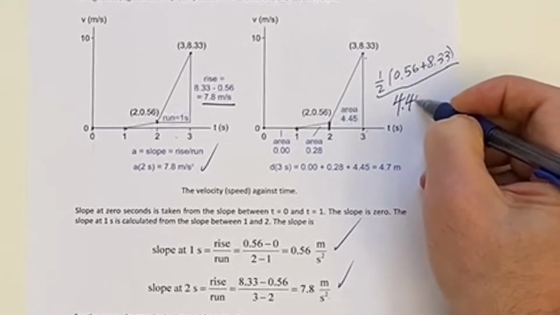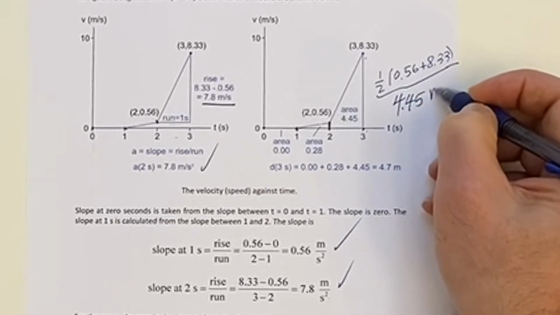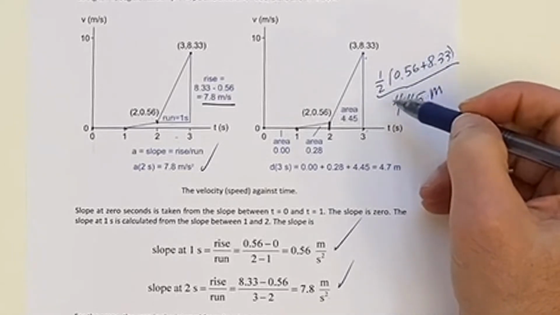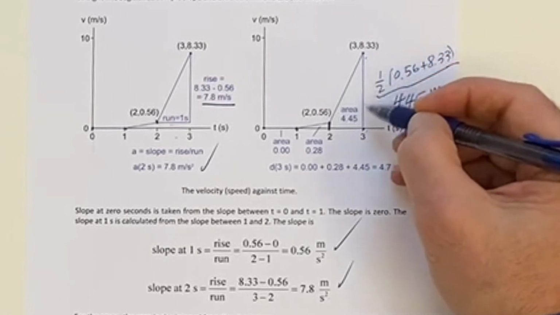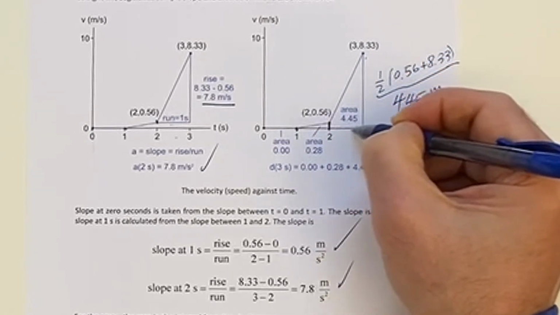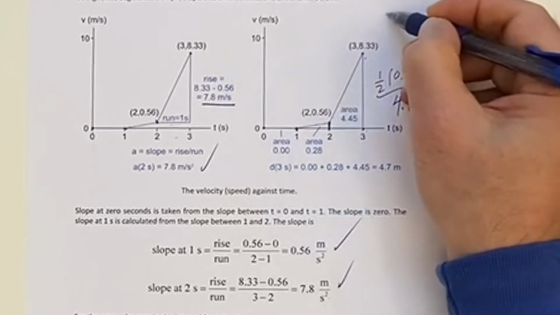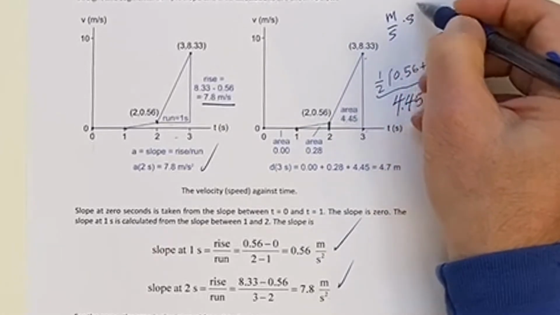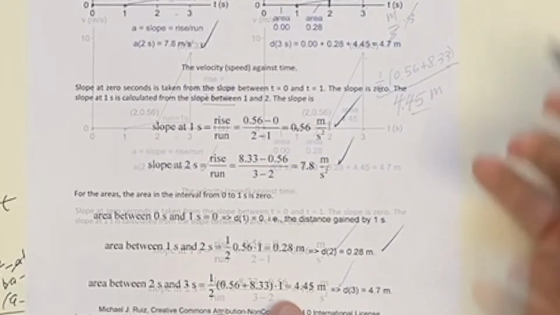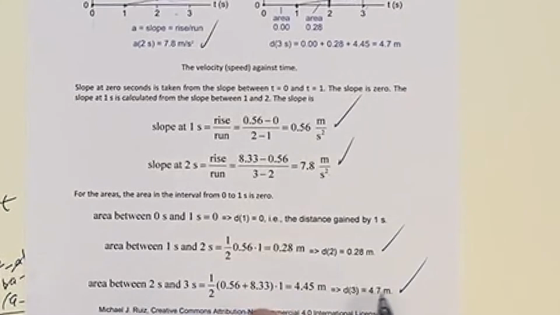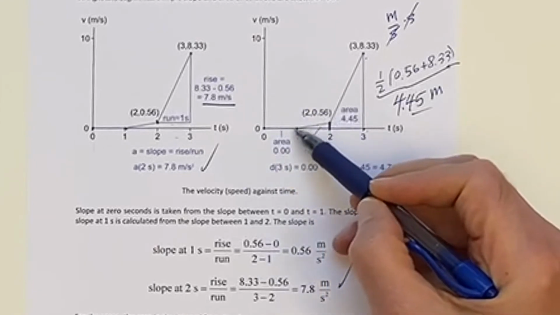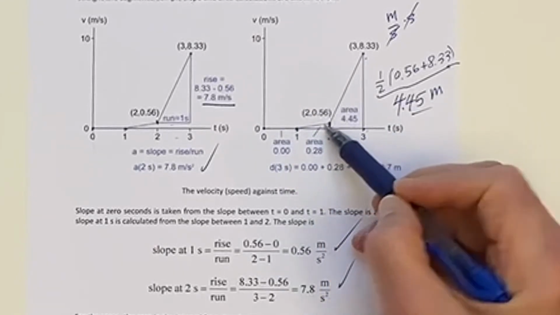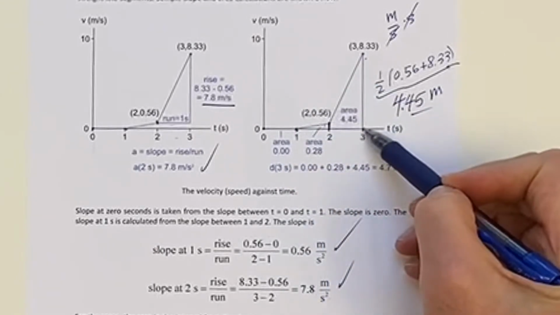So 4.45 meters, because your meters per second is going to cancel your seconds. Remember, meters per second times seconds is going to leave meters. So that's it down there. So the distance at 3 seconds would be, well, you would have to add these up. 0, 0, and then you would add, you want the total area at this point.